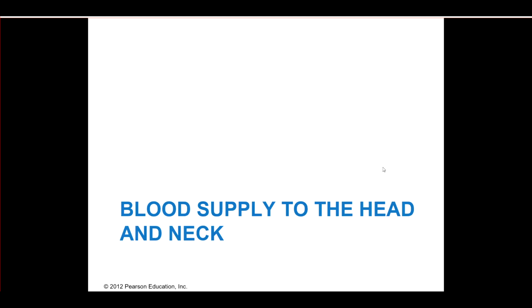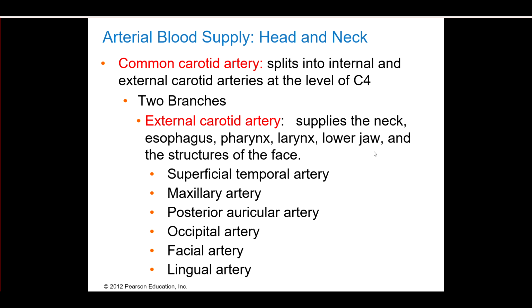So now that we know the ascending aorta and the arch of the aorta, let's take a look at the major blood vessels that are going into the head and the neck. So let's take a look at these two common carotid arteries, right? I'll read this first and then we'll go to the picture. The common carotid arteries ascend on either side of our voice box, the larynx.